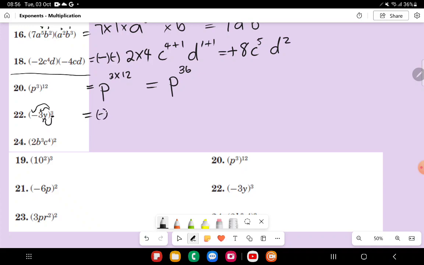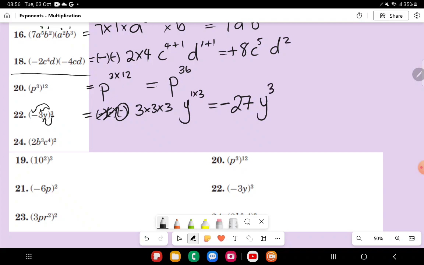Over here, now this 3 outside here applies to everything, the negative, the 3, and the y. So it means I have 3 minuses. I've got 3 times 3 times 3, and I have y, 1 times 3, which gives me minus and minus is plus, so I have 1 minus left. 3 times 3 is 9, times 3 is 27, y to the power of 3.